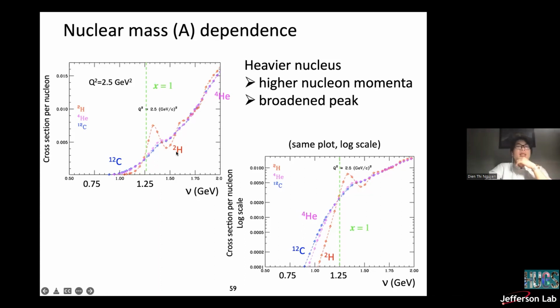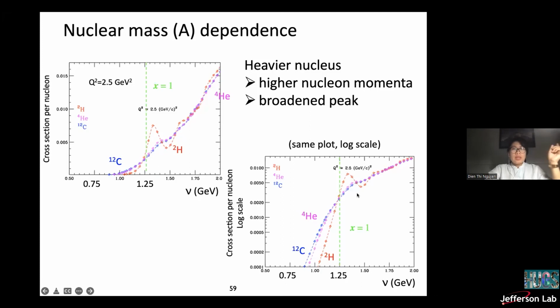So the red one is a deuteron. Magenta here is for helium-4, and the blue is for carbon-12. You can see that for deuteron, the quasi-elastic peak is very clear, right? But when you go to heavier nuclei, this quasi-elastic peak is spreading out, getting bigger, and you cannot see it very well anymore. This is how you can see it in the log scale here.